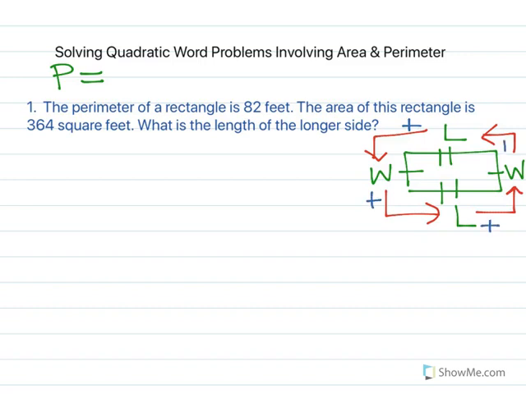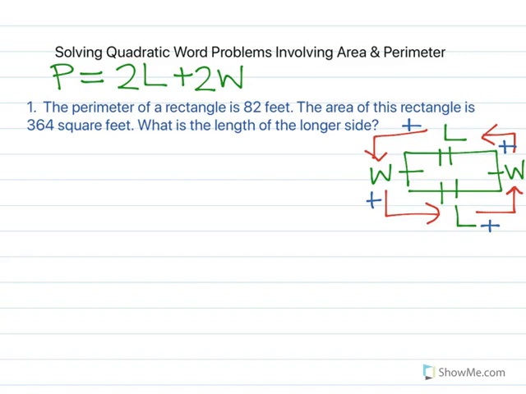When you do that and combine like terms, you'll end up with the perimeter formula, which turns into 2L plus 2W. That's a formula you're going to want to memorize, but if you can't memorize it right off the bat, I think it's helpful to draw the picture and see the visual come to life.